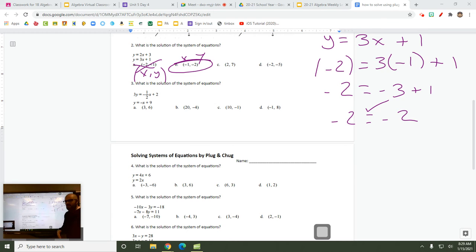Both of them check out. They both equal each other. So B is my answer there. Okay, and we're not going to do the rest of these. We're just going to do a couple of examples.